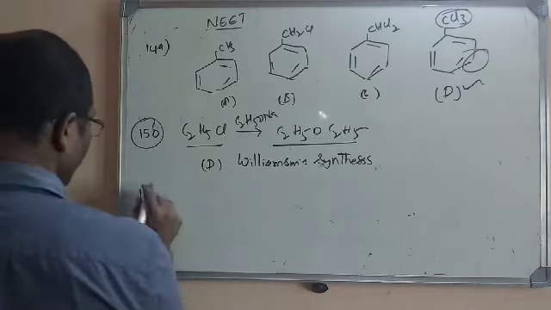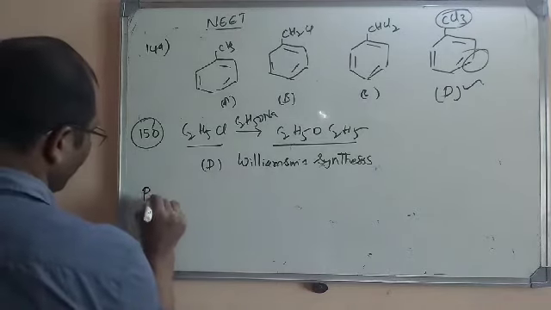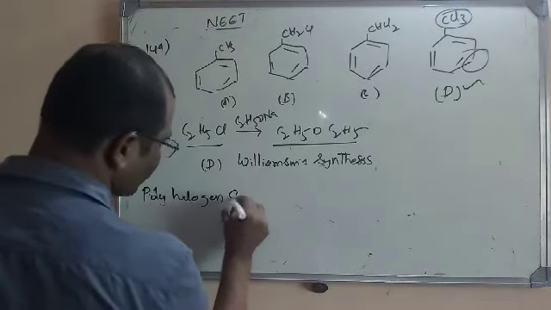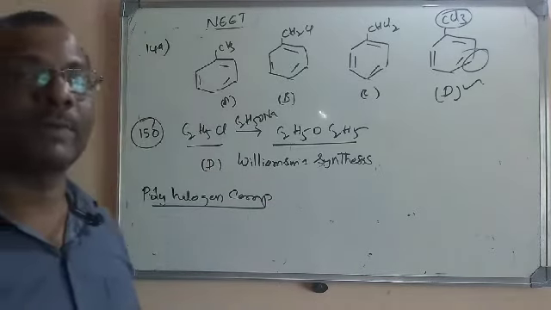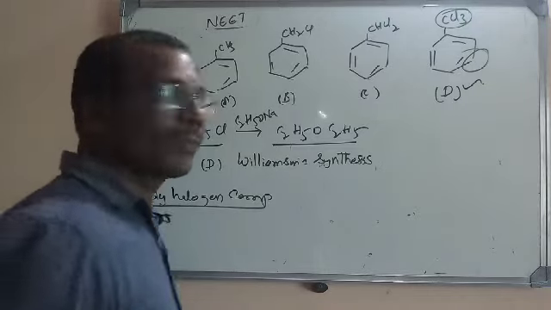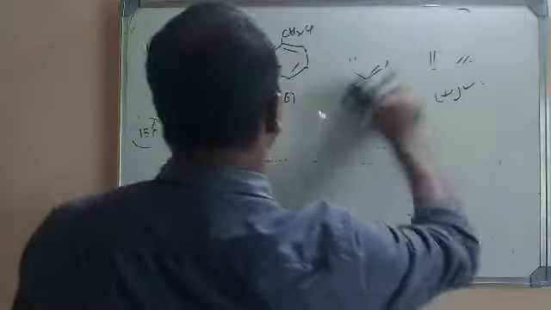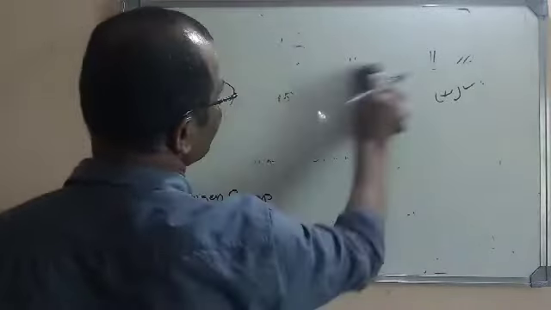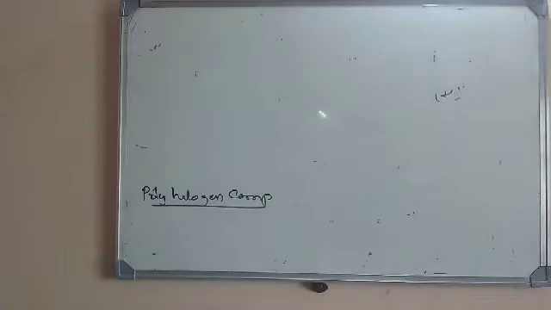Now we will go for question number 153, polyhalogen compounds. This is the last concept in this lesson, polyhalogen compounds. What are polyhalogen compounds? The compounds that have many halogens, that is, more than one halogen. We are going to study the compounds which have more than one halogen. So let us see some of the objective questions.